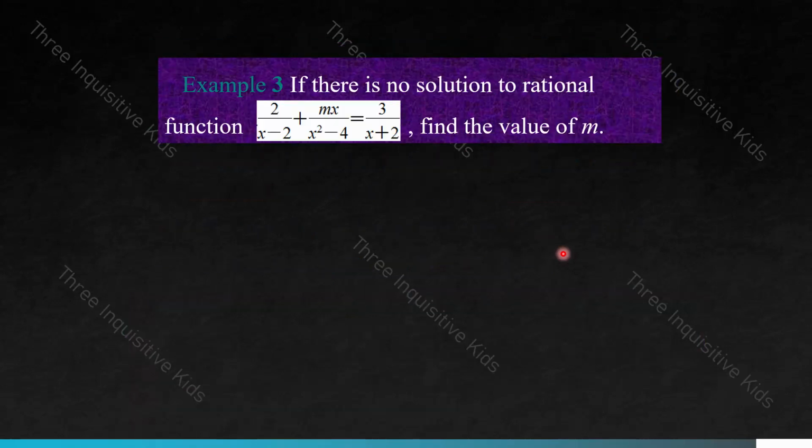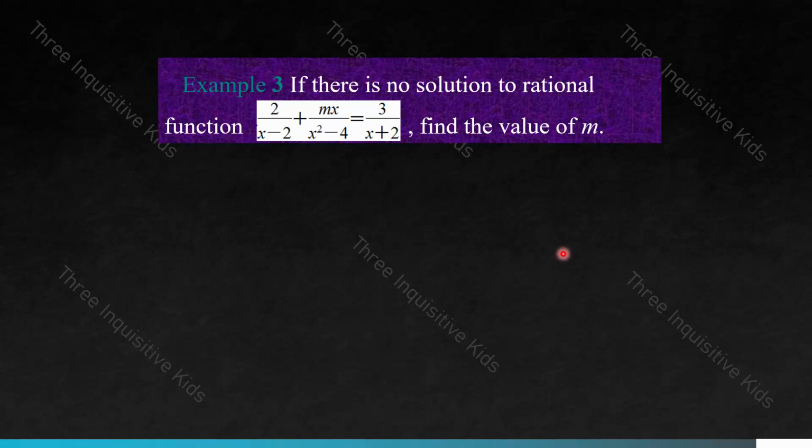Here is example 3. If there is no solution to the rational equation 2/(x - 2) + mx/(x² - 4) = 3/(x + 2), find the value of m. And we are already given that there is no solution to this rational equation. Think about what that phrase would mean.